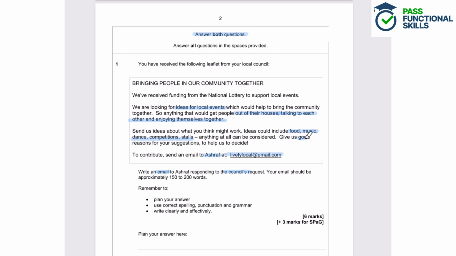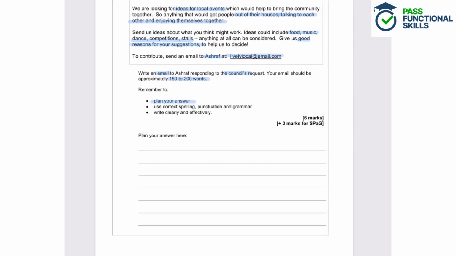And we need to give good reasons for our suggestions. So that means that we need to be persuasive. We need to be supporting all of our ideas and opinions with good reasons, good evidence. And we need to be writing 150 to 200 words for this question. So make sure you are staying within that word count. And it's really important to plan your answer in advance so that you can make sure that you're writing in a logical order and you've got plenty of ideas to write about. So now let's take a look at a model answer to this question.